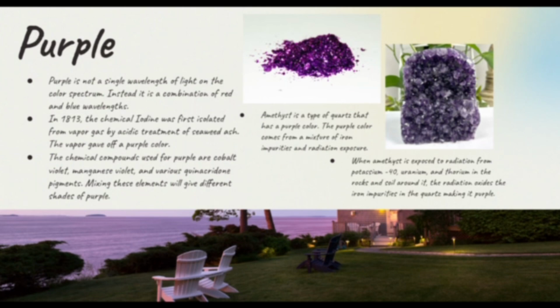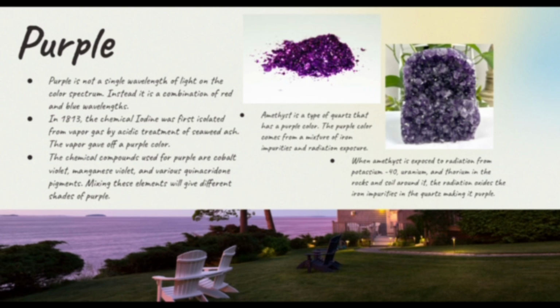The chemical compounds used for purple are cobalt violet, manganese violet, and various quinacridone pigments. Mixing these elements will give different shades of purple. Amethyst is a type of quartz that has a purple color.